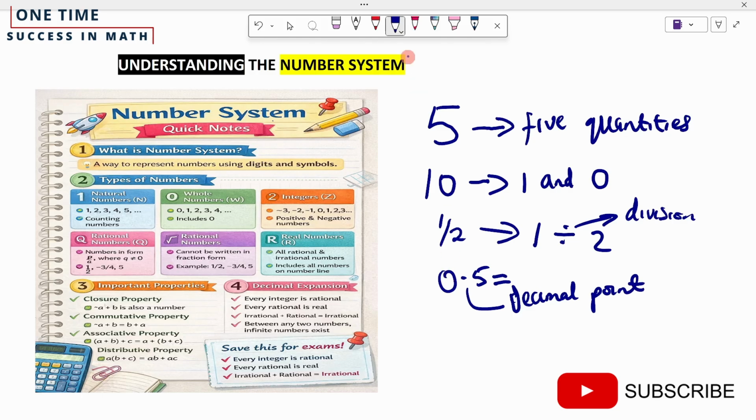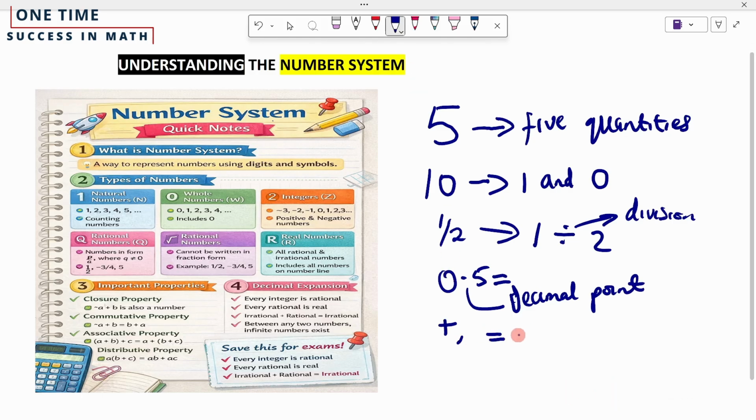Our normal math operations, addition, equality sign, greater than, all these and so on, are digits and symbols that we use, all written as signs to express numbers and their relationships.